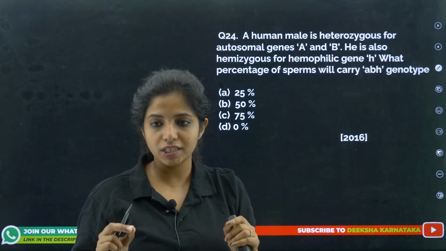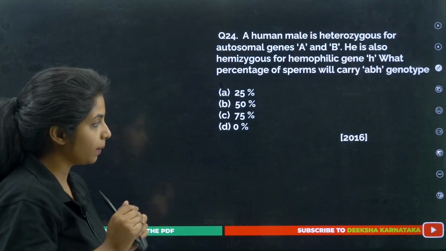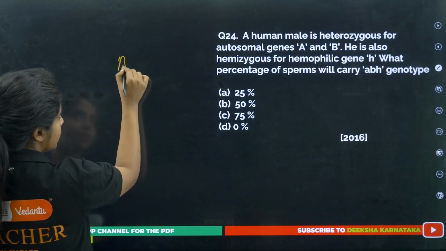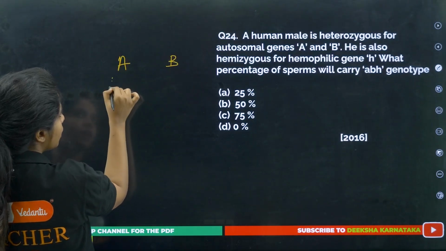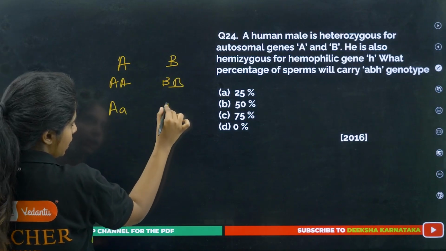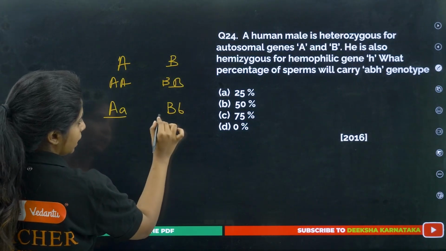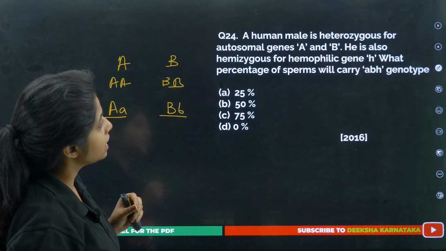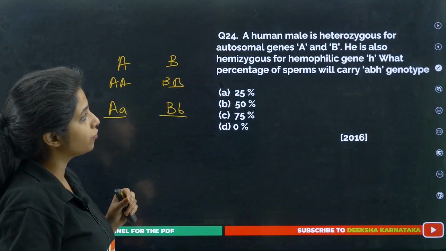Heterozygous for autosomal genes A and B. Heterozygous means, for example, there is an A gene and a B gene, but it cannot be AA and BB. It has to be capital A, small a, capital B, small b. Okay, they are heterozygous. Now, he is hemizygous for the hemophilic gene.